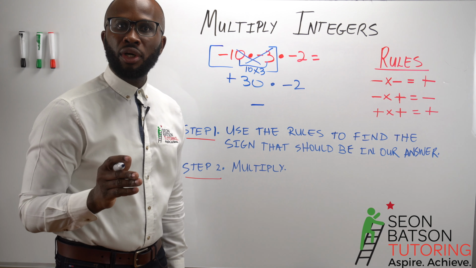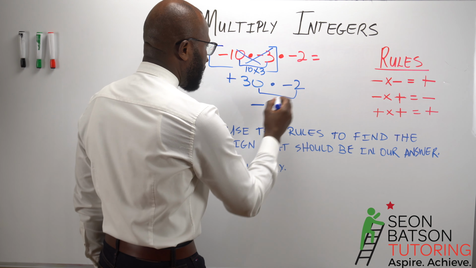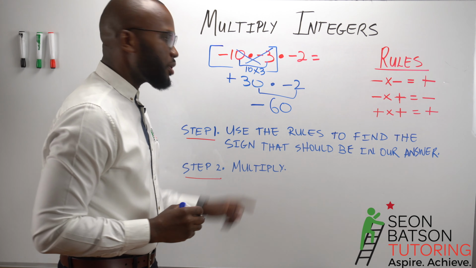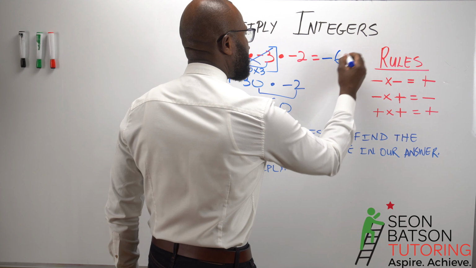So far so good? Then we multiply. 30 times 2 gives us 60. So our answer is negative 60. Our final answer here is negative 60.